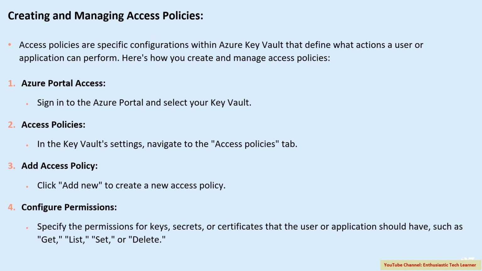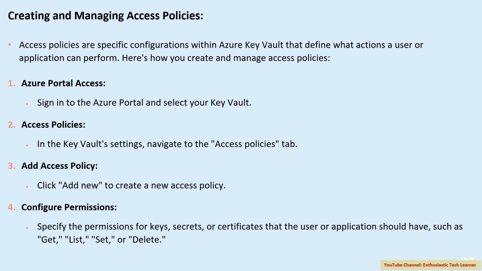Creating and managing access policies. Access policies are specific configurations within Azure Key Vault that define what actions a user or application can perform. Here's how you create and manage access policies. Azure Portal Access. Sign into the Azure portal and select your Key Vault. Access Policies. In the Key Vault settings, navigate to the Access Policies tab. Add Access Policy. Click Add New to create a new access policy.